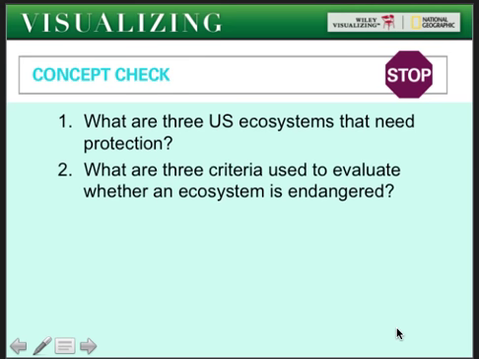Next question. What are 3 criteria used to evaluate whether an ecosystem is endangered? Well, has the area been lost or degraded since Europeans colonized North America? What is the likelihood that a given ecosystem will lose a significant area or be degraded during the next 10 years? What is the number of threatened and endangered species living in an ecosystem?